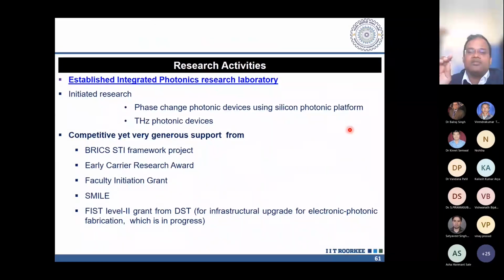I would like to tell you that we have an integrated photonics research laboratory here. We are doing terahertz photonics along with these phase change based devices. We have generous funding from the BRICS STI framework and also an early career research award. We have quite some support from IIT Roorkee, and we have a FIST level grant. So we are building quite an ecosystem for photonic devices, in fact electronic photonic integration, I should say. We have other colleagues who are working here.